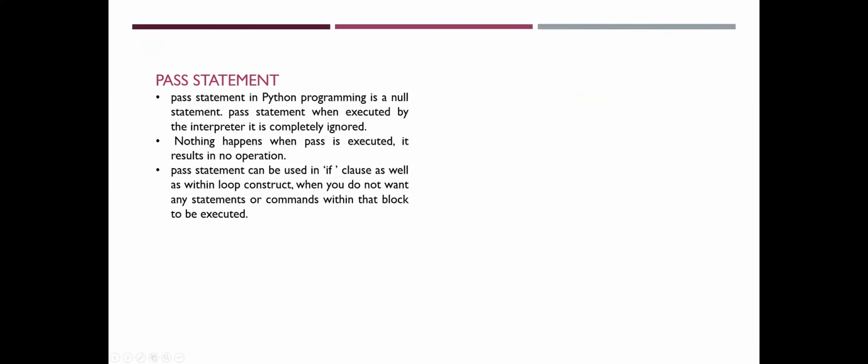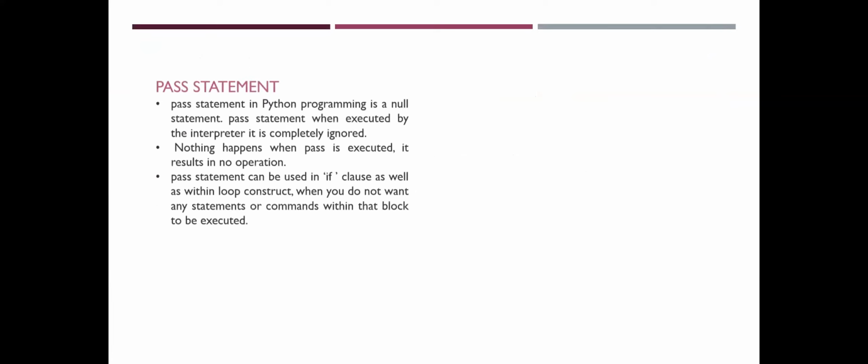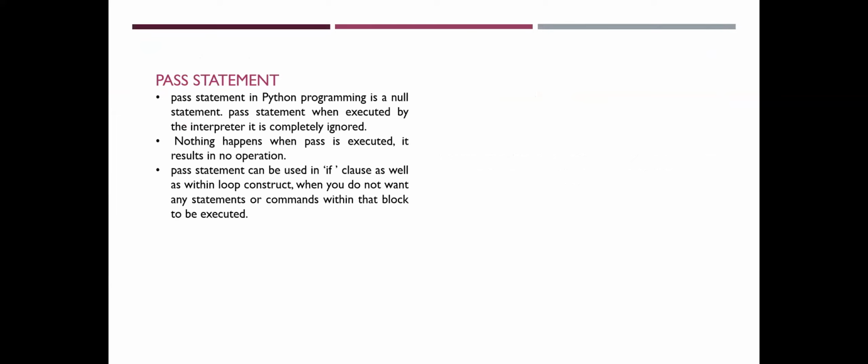Now, the pass statement. I said that the jump statements are three: break, continue, and pass. Pass is a null statement. It means nothing. It will do nothing in the code. The pass will just skip everything and ignore it. So this is known as the pass statement. In Python, pass is a null statement. It is executed by the interpreter, but it is completely ignored. Nothing happens when pass is executed. So the syntax is pass, like break and continue before, it has pass as a syntax.